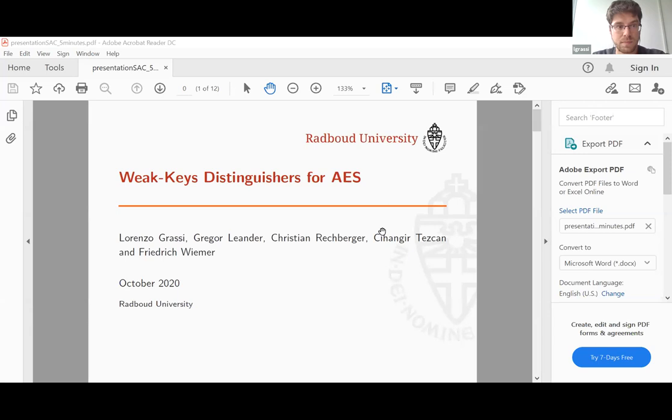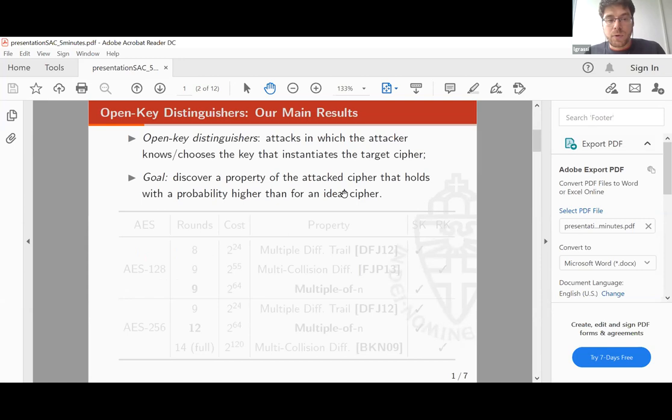So I would like to start this presentation by recalling the concept of open key distinguisher. An open key distinguisher is an attack in which the attacker either knows or chooses the key that instantiates the target cipher. This kind of attack makes sense if the block cipher is used in a mode of operation that aims to construct, for example, a hash function. In a hash function, we don't have any secret key material, so the attacker either knows or can choose the key. So the goal of an open key distinguisher is to discover a property of the target cipher that holds with a probability higher than for an ideal cipher.